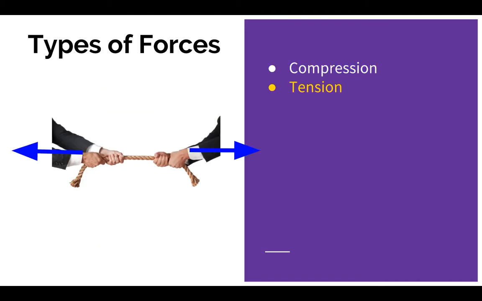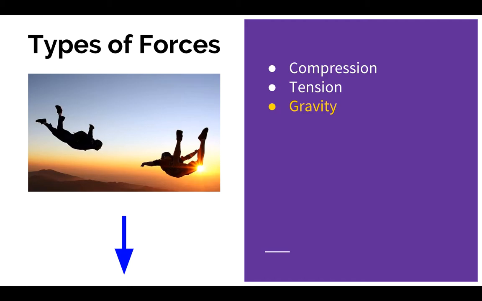Then we have tension. This is where the forces are going in opposite directions, so people are fighting over something. Something's being pulled in opposite directions, so there's tension there in that rope. Then gravity. Gravity is a downward force pulling things down. When you drop something and it falls to the ground, people say, oh, that's gravity pulling it down.